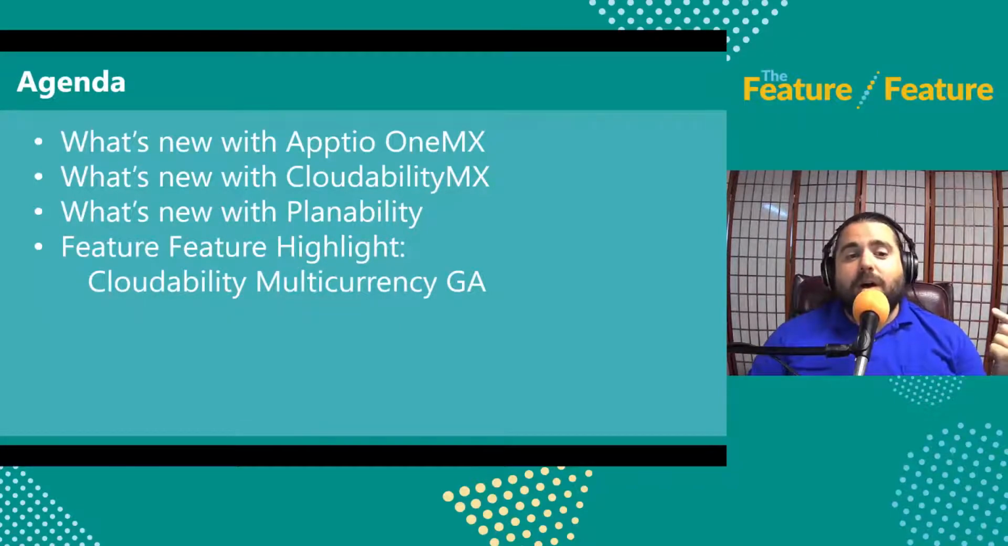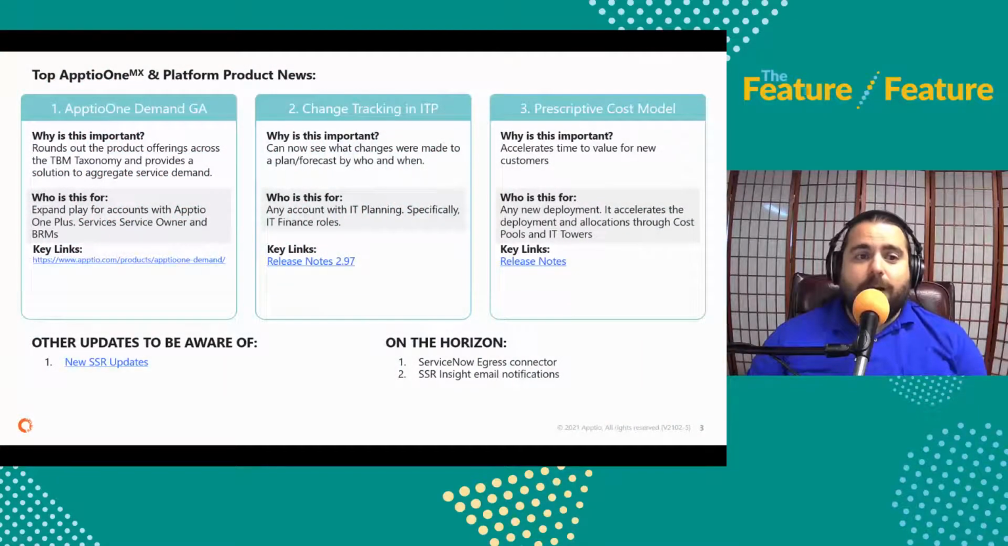This month, we're going to be focusing on the Cloudability multi-currency general availability that's come live for our customers. I'm going to be speaking with James Jackson and Mallory about that, and had two great conversations with them, and we'll flip that over here in just a minute.